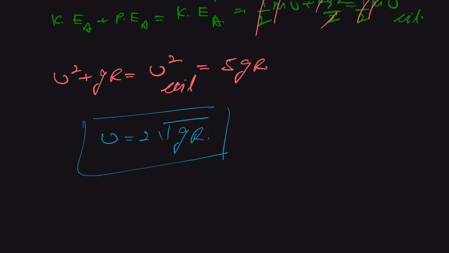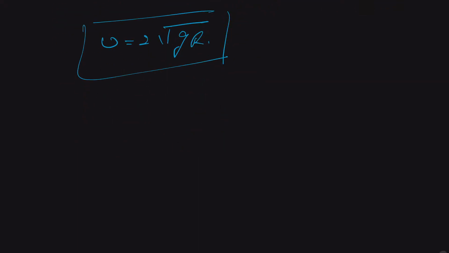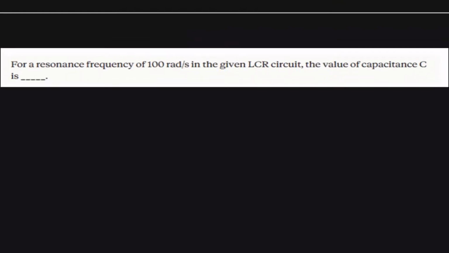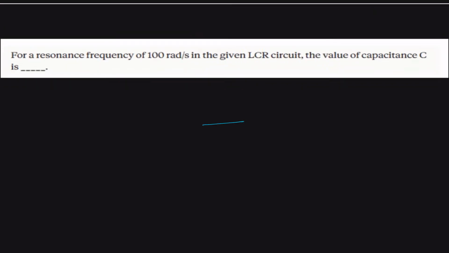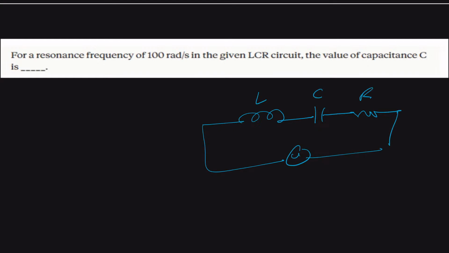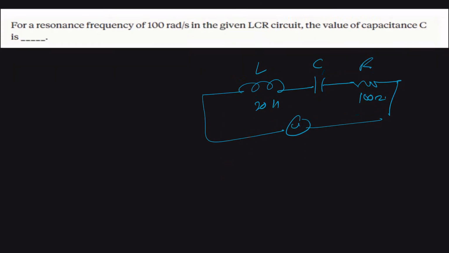So this was not easy, but a very interesting question. And next, let me hurry up because the pencil is also almost dead. So we have a resonance circuit, and the circuit has capacitance, resistance, and a voltage source. This is our LCR, 20 henry. C we are going to find out, this is our 100 ohm.